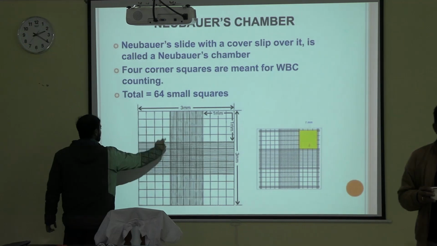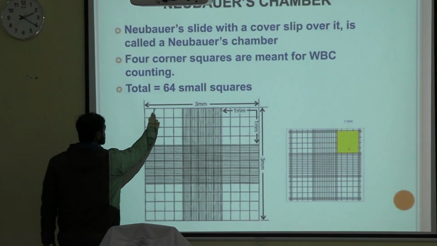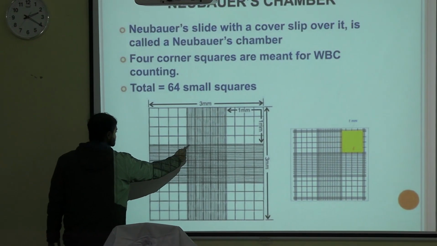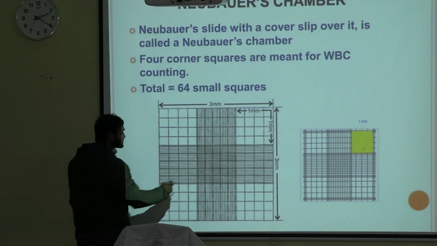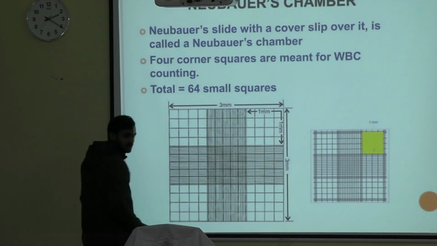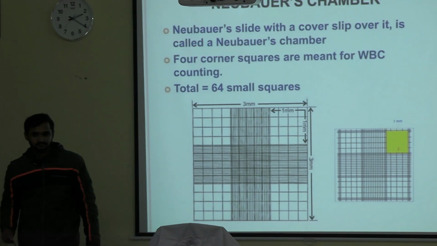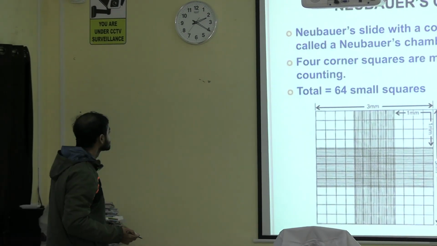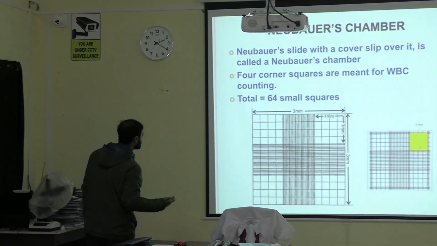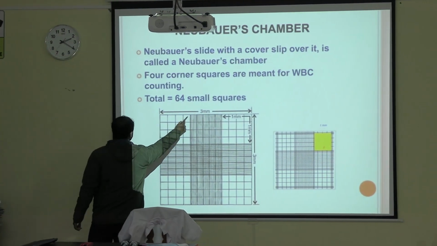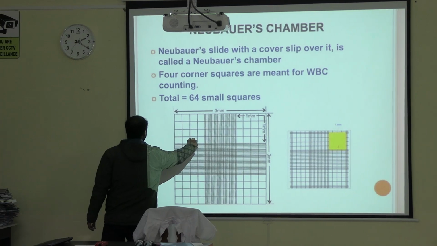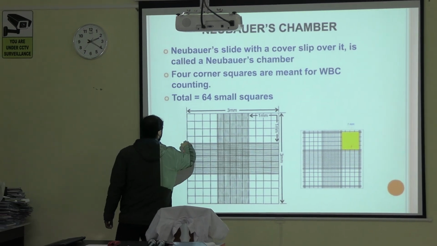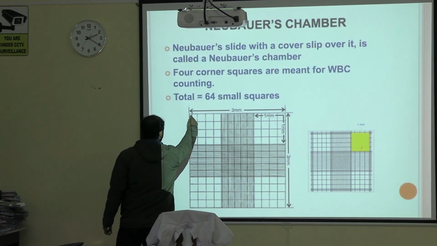So this is the one large box, and this is one small box, and for RBCs, this is the smallest box. You have to know this, the difference between large, small, and smallest. Similarly, the length and breadth is 1 mm by 1 mm, so you have to calculate the area.